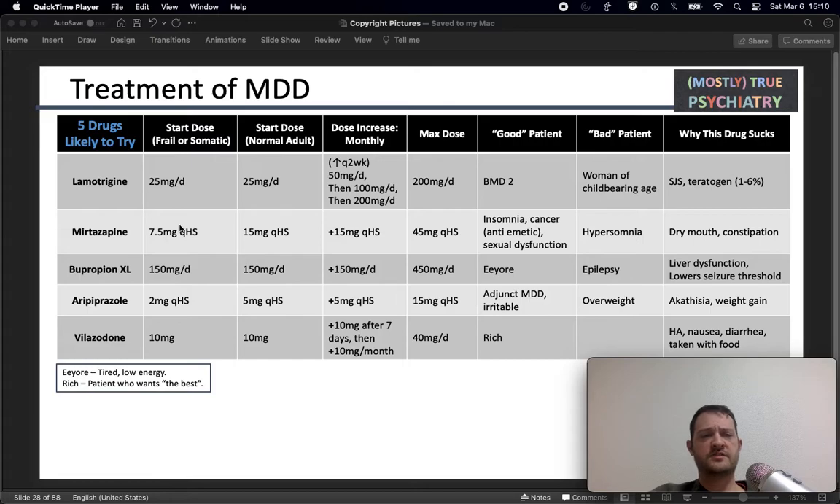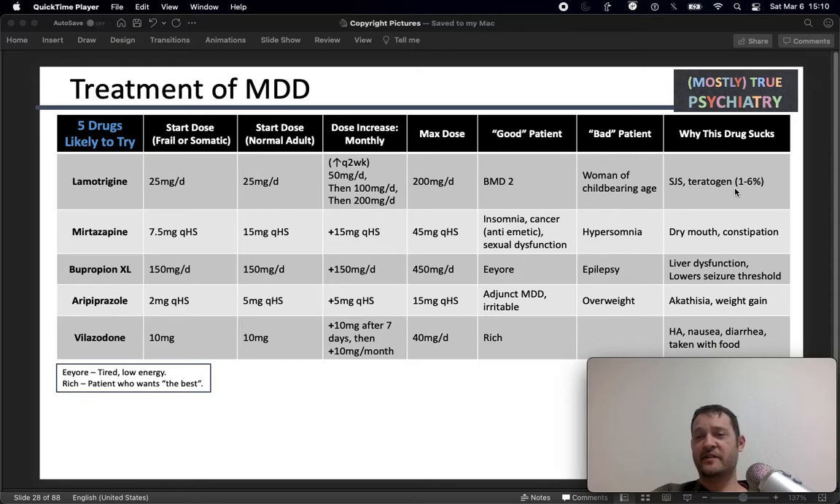Now, for the last ones, 5 drugs you're likely to try for major depressive disorder. So you got lamotrigine. Everybody starts at the same dose. It basically has a fixed titration schedule because Stevens-Johnson syndrome sucks. That's why the drug sucks. It's also a teratogen, so don't give it to women of childbearing age. It's 1 to 6%. It's considered low as far as the anti-epilepsy drugs go, like Keppra, levetiracetam or whatever.